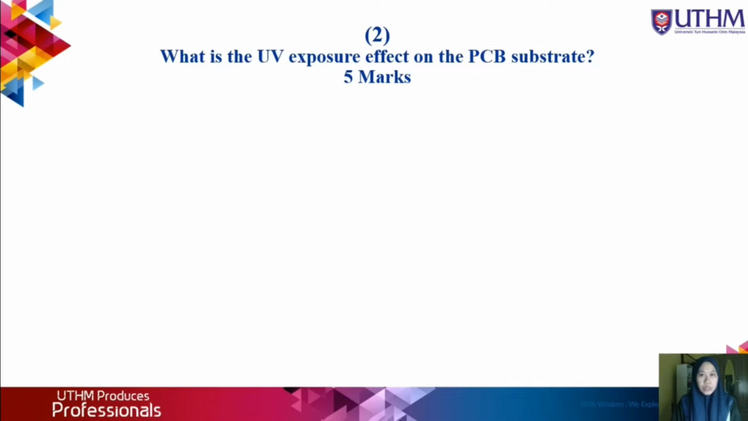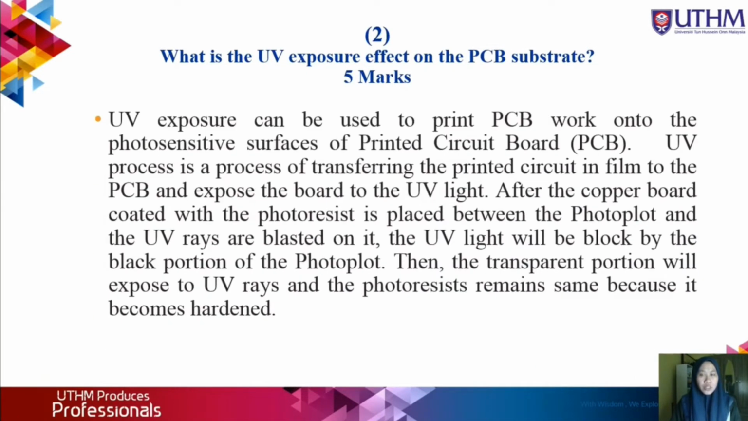Exposure effect on the PCB substrate. Exposure can be used to print PCB artwork onto the photosensitive surface of the printed circuit board, PCB. The UV process brings the printed circuit film to the PCB and exposes the board to the UV light.